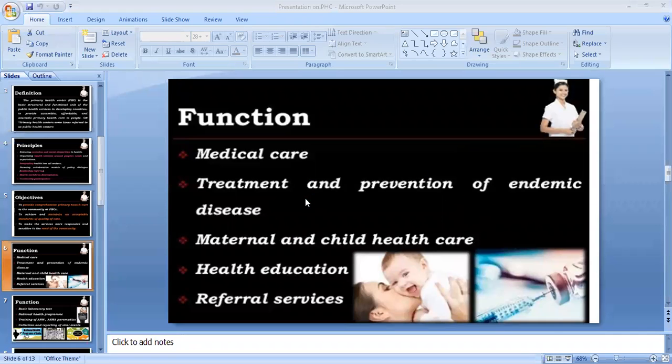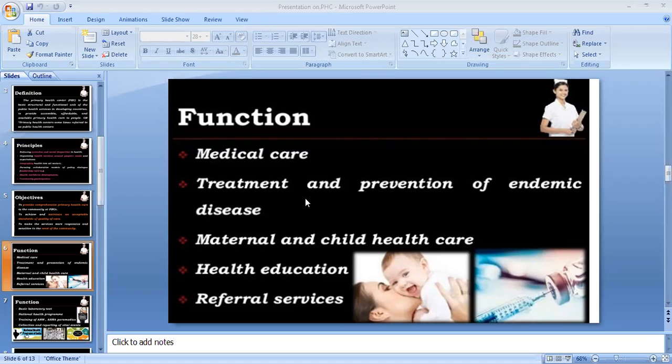Maternal and child health care. Maternal and child health both are together care. Whether there is a pregnant lady, an antenatal lady, they used to go for check-up and all, and even after the birth of the baby, they used to provide all the treatment and care services to the baby, and to the mother after delivery. Health education, they used to teach them what she has to eat, how she has to maintain the immunization schedule, everything related. Health education is provided by the primary health center.